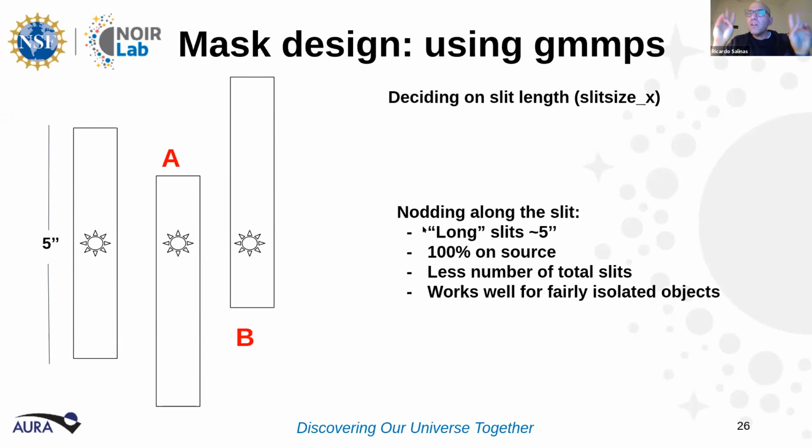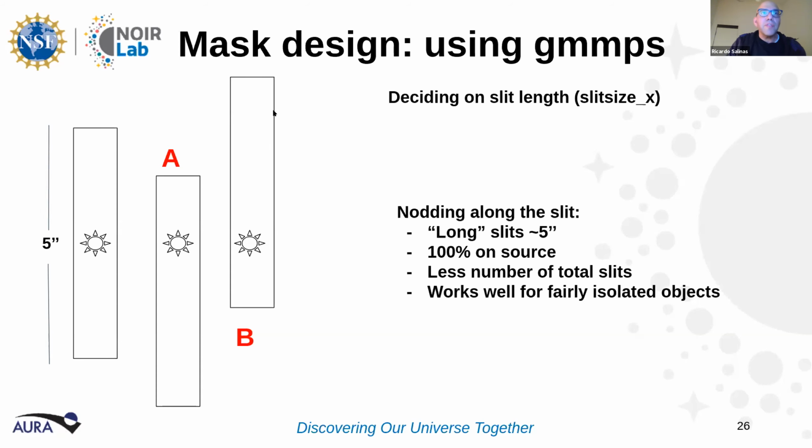So these are kind of long slits, we call it 5 seconds. You're going to see why I'm calling them long. The advantage is you're always exposing, always taking data. These are kind of long, so you don't have this huge number of slits. And this is going to work well as long as the objects are kind of isolated.